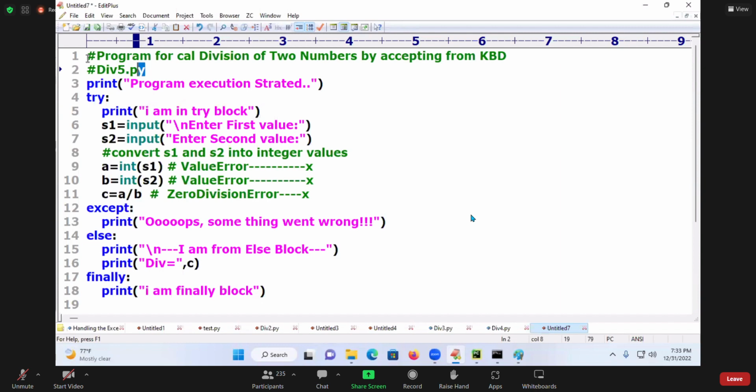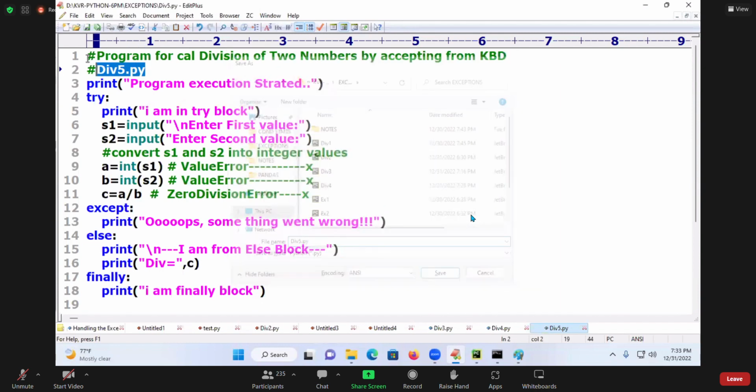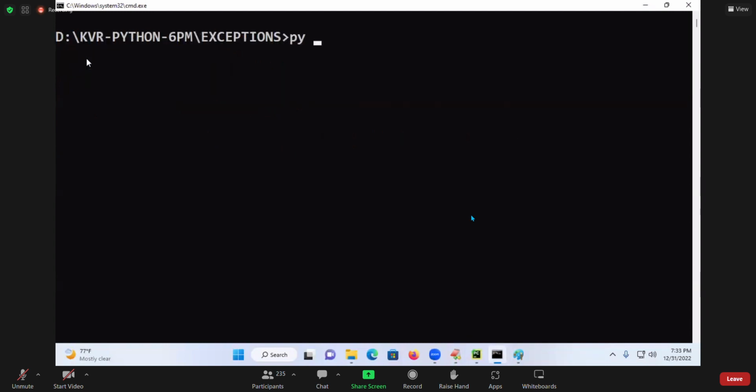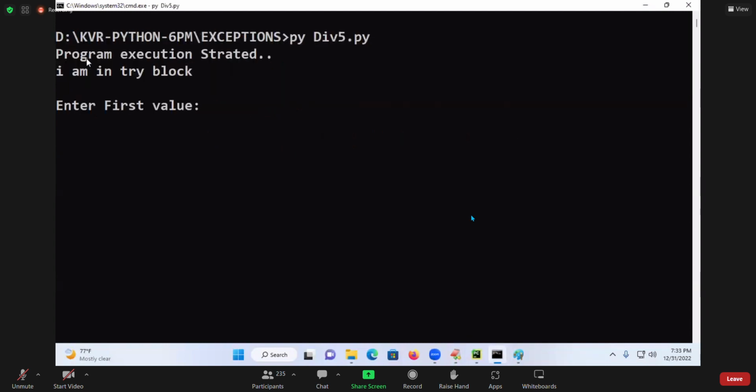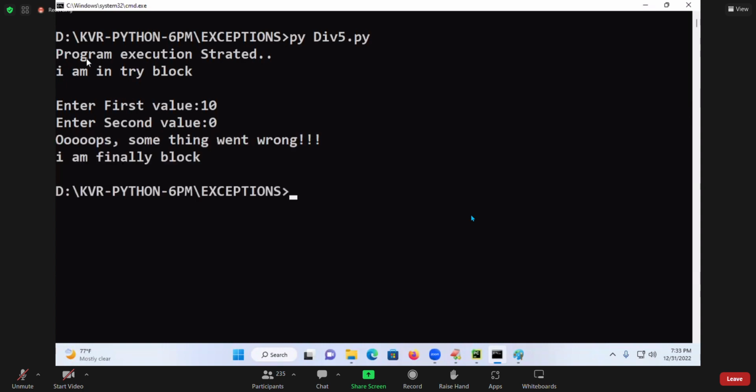They used to write, "Oops, something went wrong." Some internet websites show "Oops, something went wrong," some dance symbol will come, or "Connection lost," something like this will come.